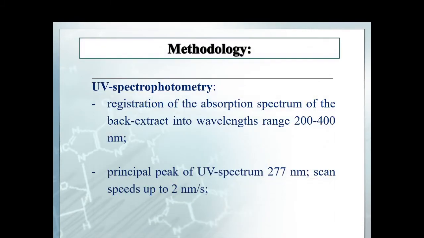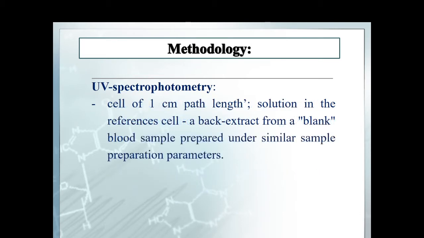In UV spectrophotometry analysis of verapamil, the absorbance of the back extract from chloroform extraction, obtained with a hydrochloric acid solution, was measured. The absorption spectrum of the back extract was recorded in the wavelength range of 200 to 400 nanometer. The principal peak of the UV absorption spectrum is 277 nanometer.